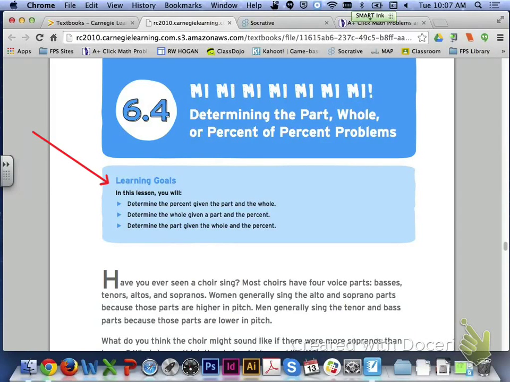Hi class, in lesson 6.4 we will be determining the part, whole, or percent of percent problems. Learning targets for today: determining the percent given the part and the whole, determining the whole given a part and the percent, and finally determining the part if we are given the whole and the percent.